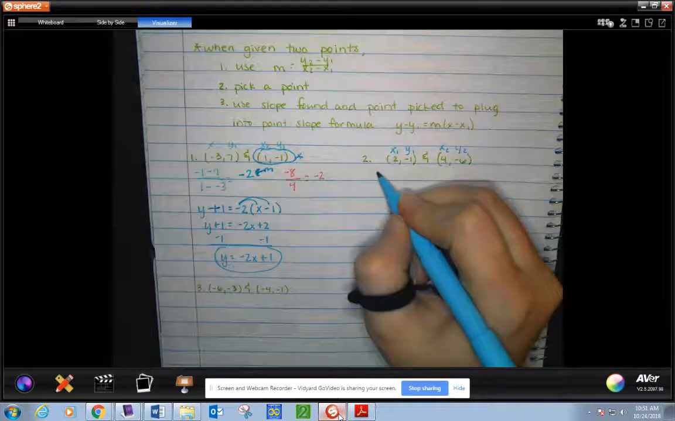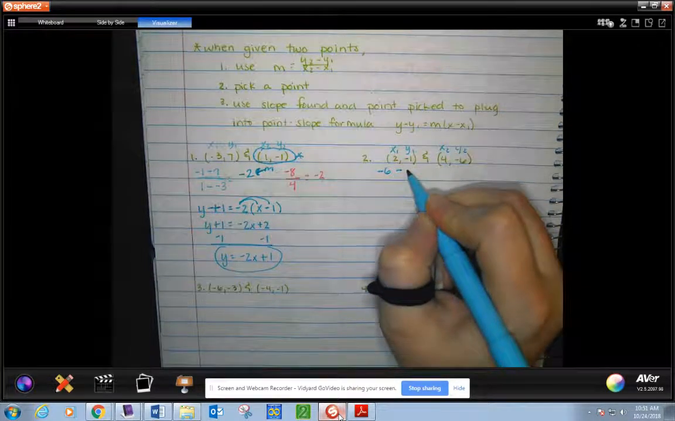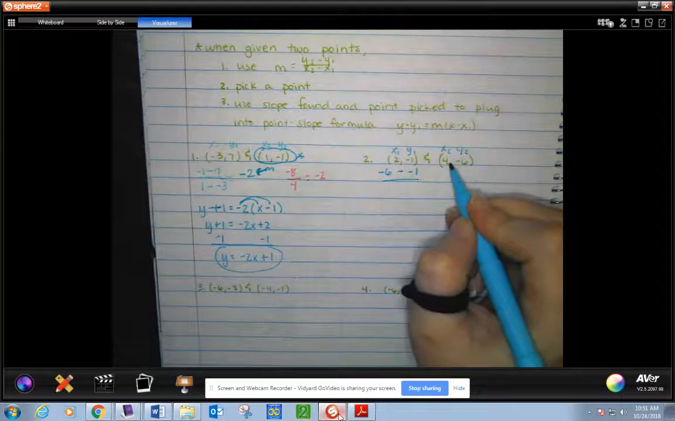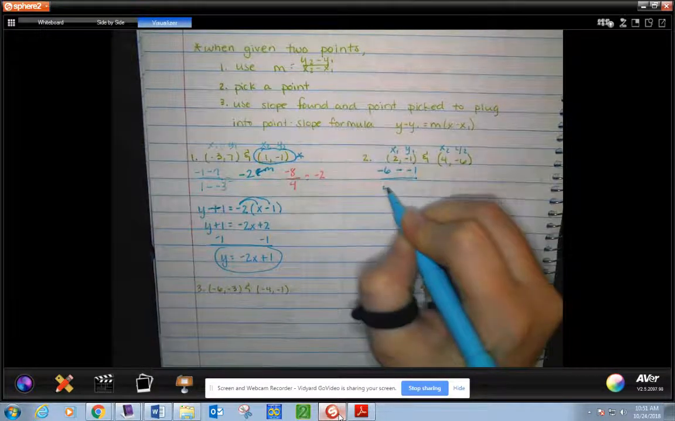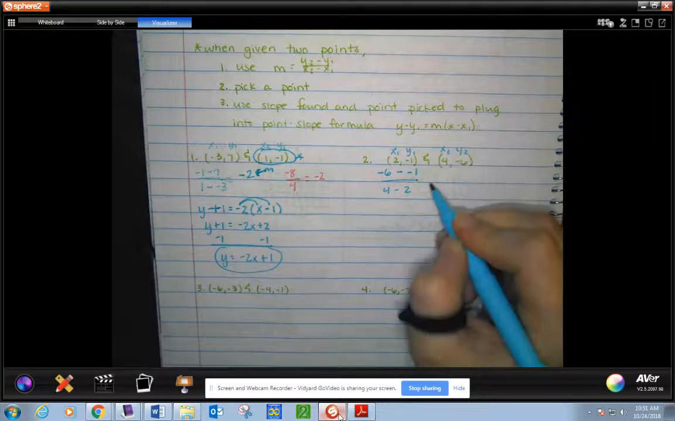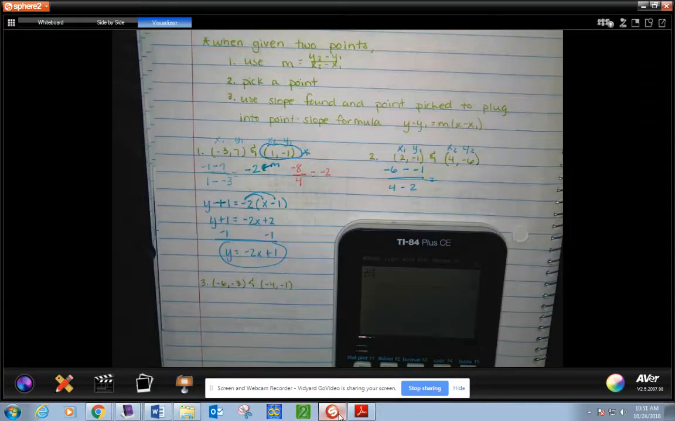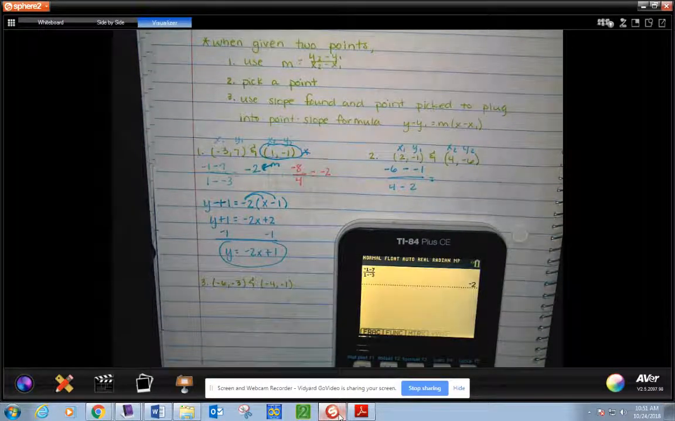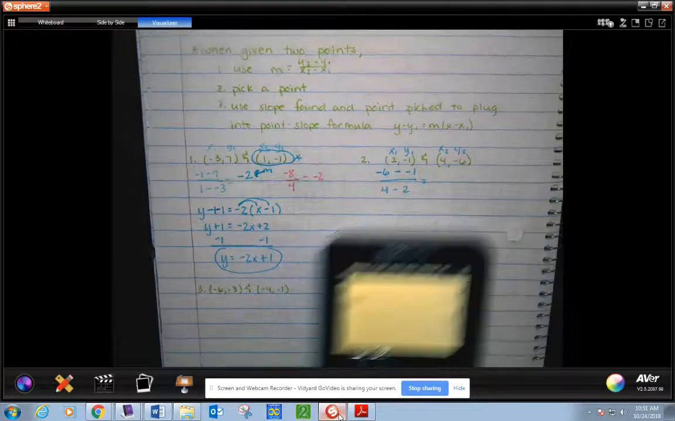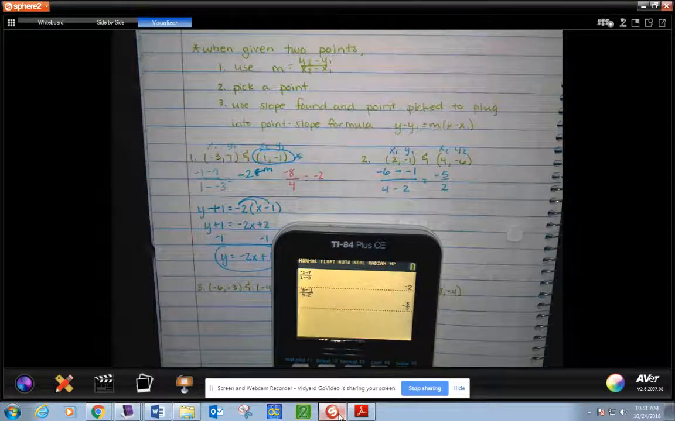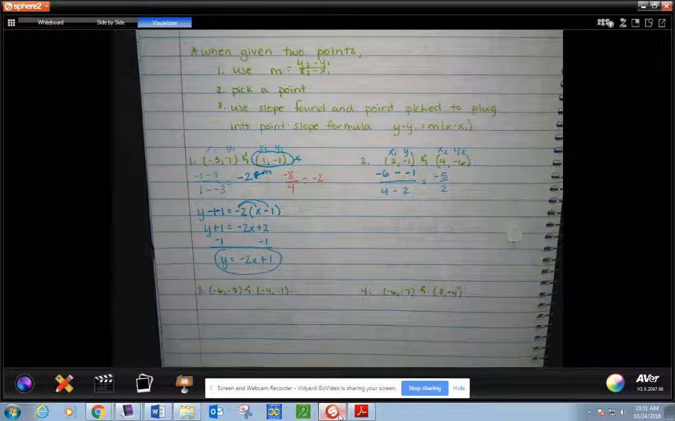Okay, for example 2, I got x1, y1, x2, y2, and I'm going to plug in y2 minus y1. That's -6 minus -1, y2 minus y1, over x2 minus x1 would be 4 minus 2. Okay, you can do this by hand or you can do it by calculator. If you're going to do it by calculator, you do alpha y equals -6 minus -1 over 4 minus 2, and it simplifies it for you, and you get -5 over 2. If you're going to do it by hand, that's also okay.